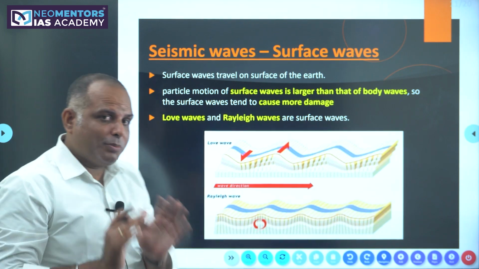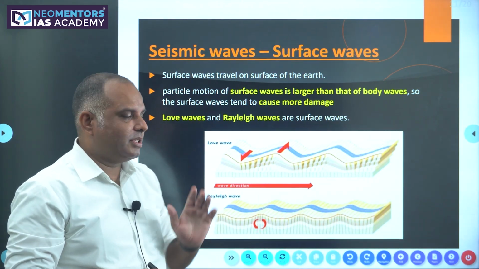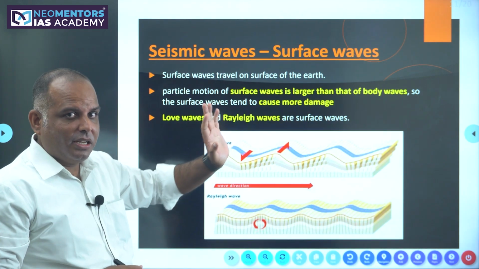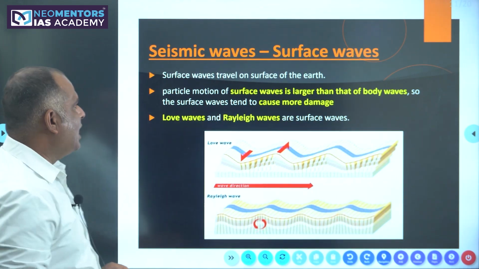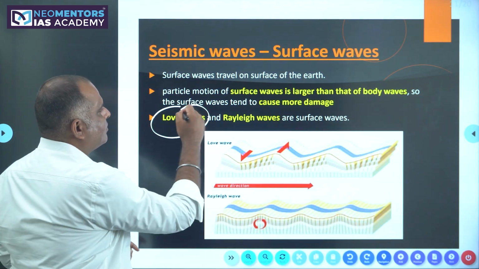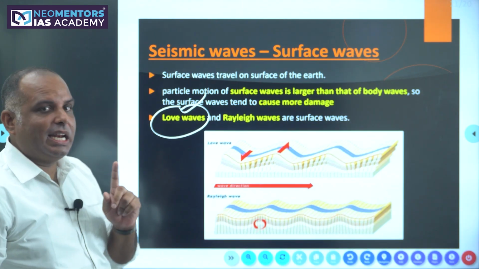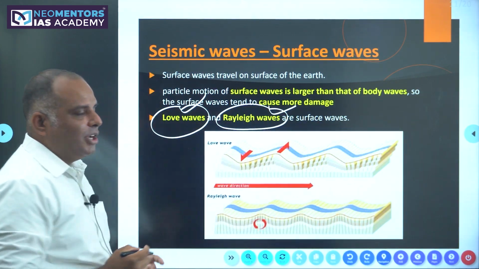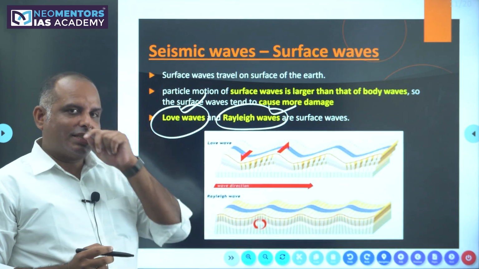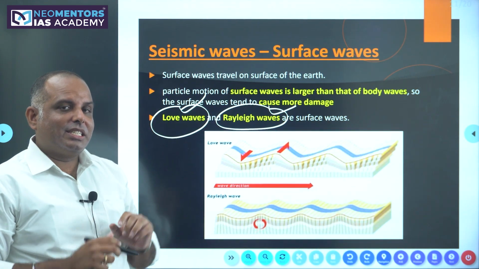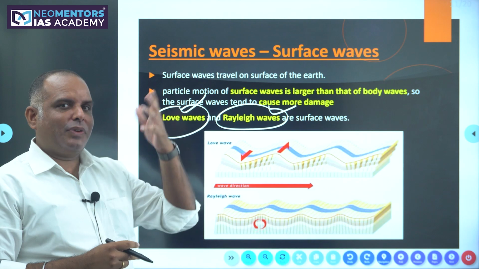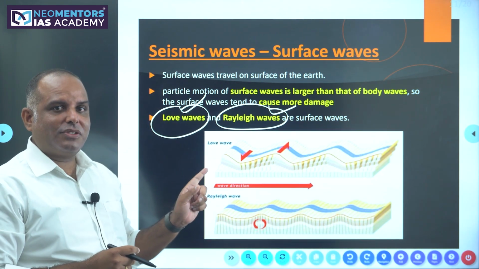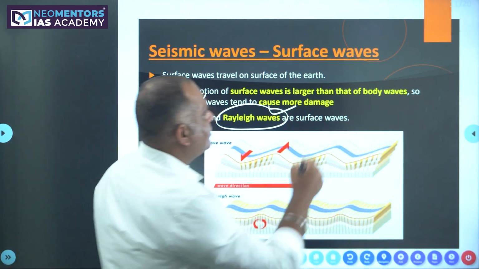Now, we discussed body waves. Now let's discuss surface waves in detail. Surface waves travel on the surface of the earth. Clear? There are two kinds of surface waves. They are Love waves and the second one is Rayleigh waves. Earlier, when we classified seismic waves as body waves and surface waves, we mentioned that the surface waves take longer to decay.